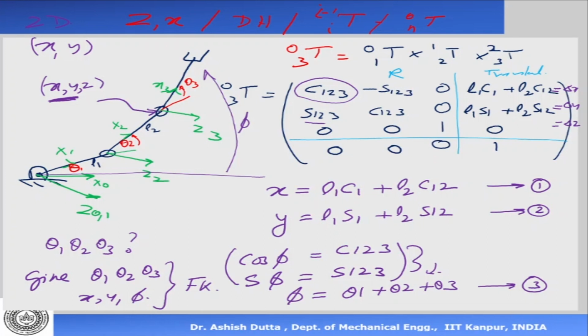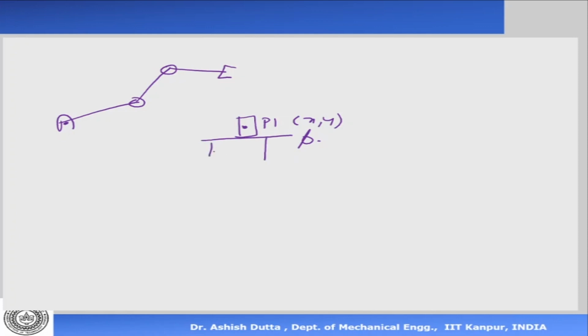So in the inverse kinematics problem, what do we need? We need the joint angles which correspond to a particular position and orientation. Suppose I want to go and pick up an object. This is my object, this is my manipulator. I want to go and catch this object. I want to go to this point P1, which has coordinates x, y, and there is some orientation phi. This is kept on a table, let's say. So I want to go to this point and catch it like that.